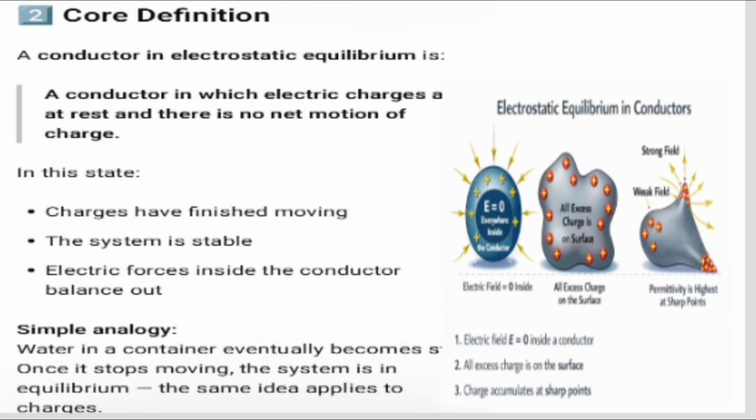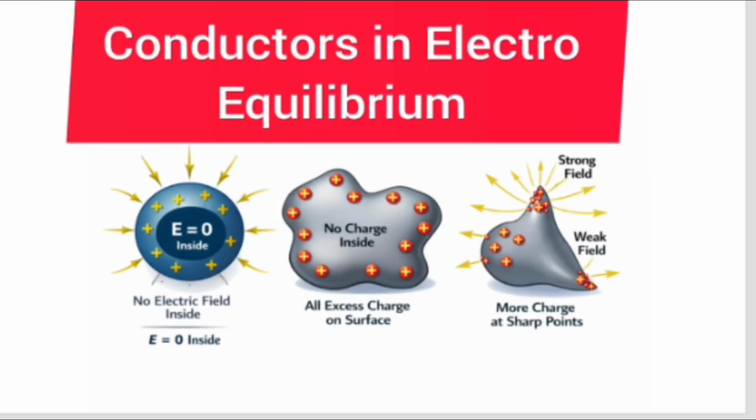Then the electric forces inside the conductor balance out. At the end, the electric field inside this conductor is 0. So in the exam you'll be asked, inside an electrostatic conductor, the electric field is 0. No electric field inside. Also, all excess charge is on the surface. Then more charges accumulate at the sharp points. These are the key points that you should know in electrostatic equilibrium.